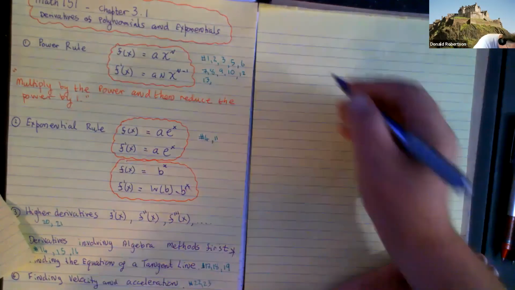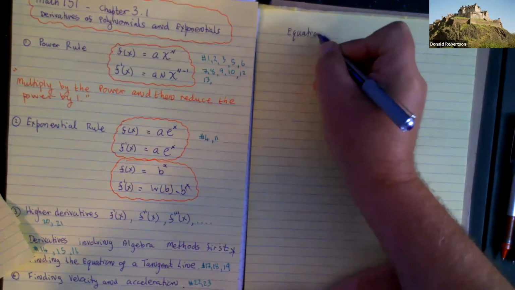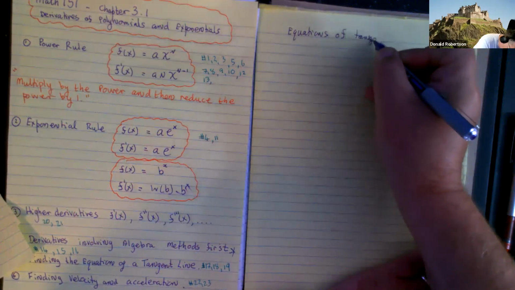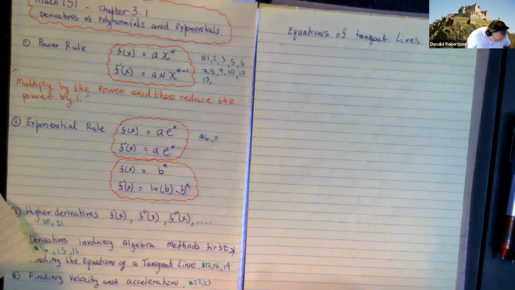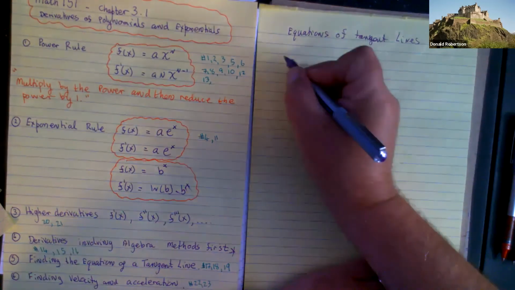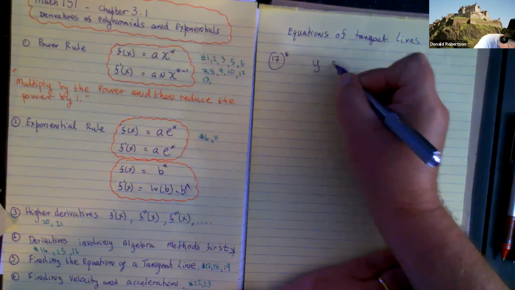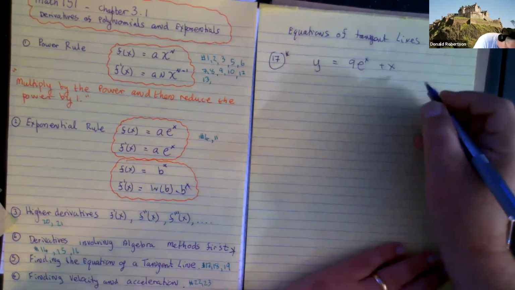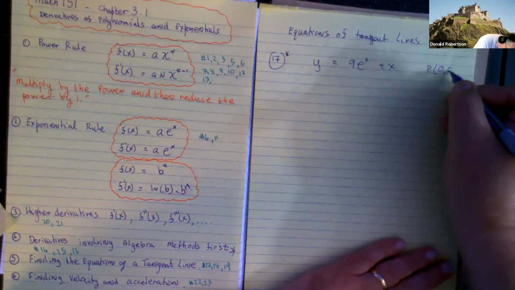Okay, so now we're going to get equations of tangent lines. This isn't new. We've done this before. So there's three there. Let's pick one. Version 17. And suppose I have the function y equals 9e to the x plus x, and I want to find the equation of the tangent line passing through the point (0, 9).